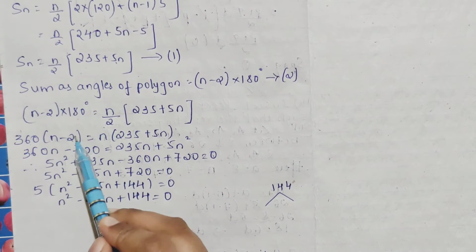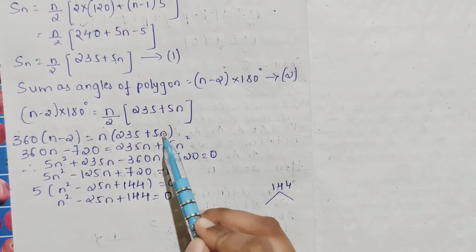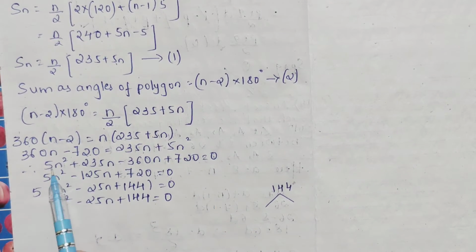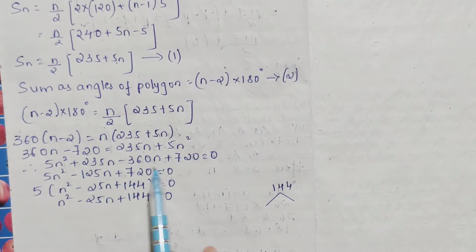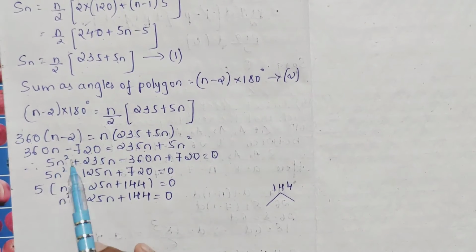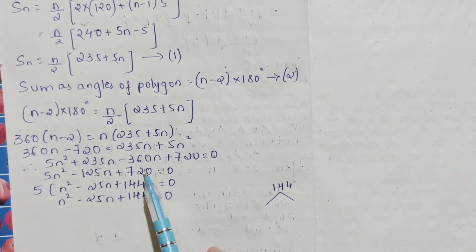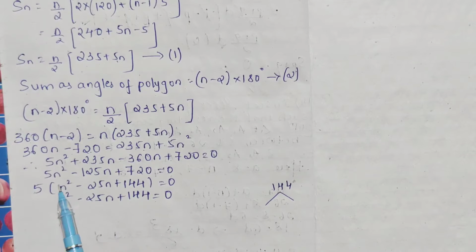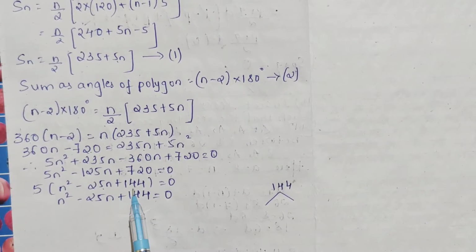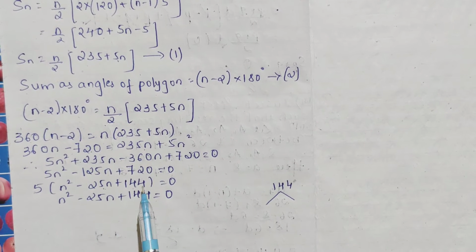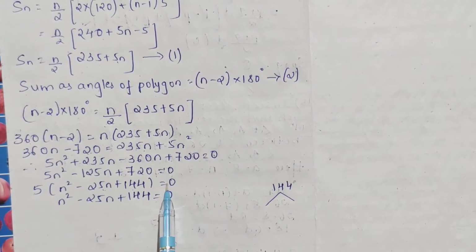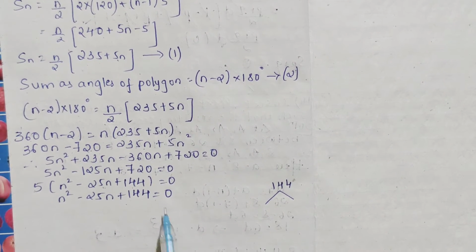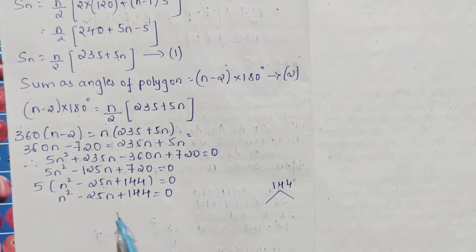Multiply: 360 into N minus 360 into 2 is 720, equals 235 into N plus 5N square. So 5N square is positive, so take this to the other side: 5N square plus 235N minus 360N plus 720 equal to 0. So 5N square, 235 minus 360 is minus 125N, plus 720 equal to 0. From this I can take 5 common. So N square minus 25N plus 144. 5 times 25 is 125, 5 times 144 is 720. 5 cannot be equal to 0, so we take N square minus 25N plus 144 equal to 0. So find the factors of 144 such that you get 25.